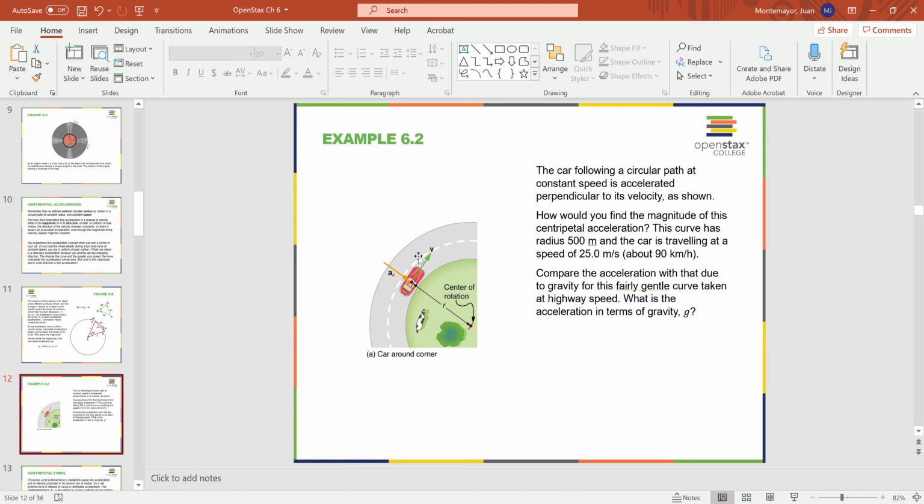This curve has a radius of 50 meters, and the car is traveling at a speed of 25 meters per second, about 90 kilometers an hour. After that, compare the acceleration with that due to gravity for this fairly gentle curve taken at highway speed. What is the acceleration in terms of gravity?